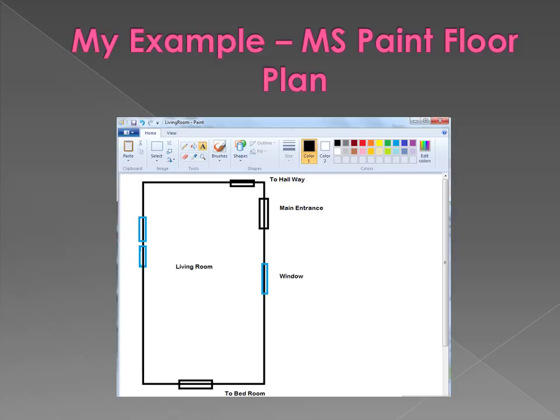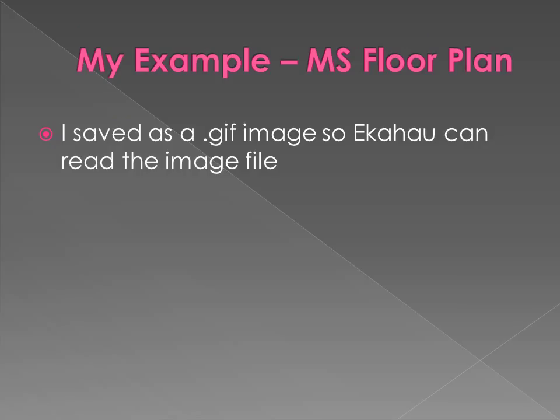So this is basically what my living room looks like as I completed it in MS Paint. And after you create your image, what you're going to want to do is save it as a .gif file, so they can read the image file, because EcoHub will be able to read .gif files. So that's why I use that particular extension.